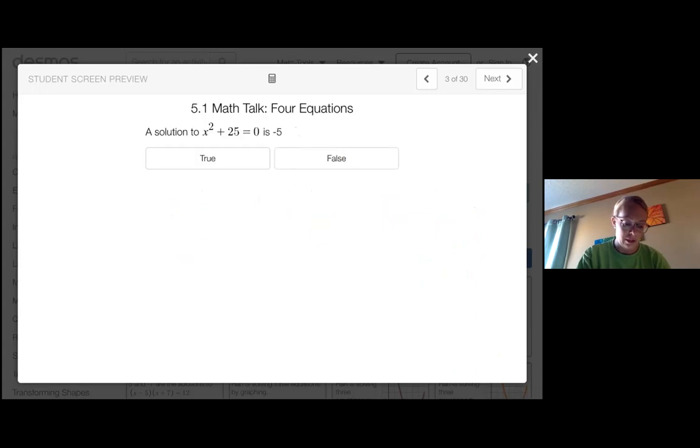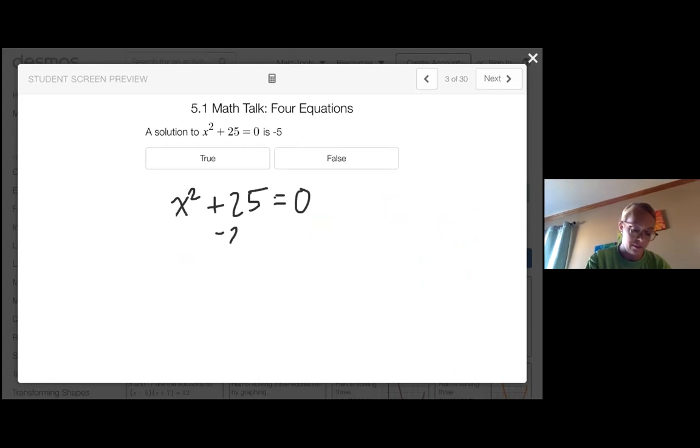A solution to x squared plus 25 is negative 5. Well, let's just solve it and see what happens. Here you'll have x squared plus 25 equals 0. Move the 25 to the other side. So x squared equals negative 25. From here, we have ourselves a problem.